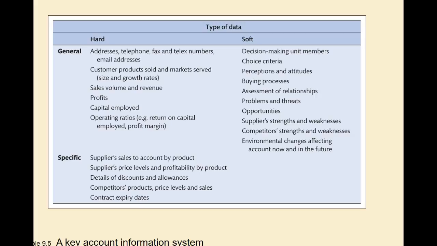The supplier's strengths and weaknesses, the competitor's strengths and weaknesses, and it's always good to be in tune to any news that would be happening, any environmental changes that might affect the account right now and in the future. Things are always changing, especially now at a fast rate of speed, so it's important that you keep your eye on any news on the industry.